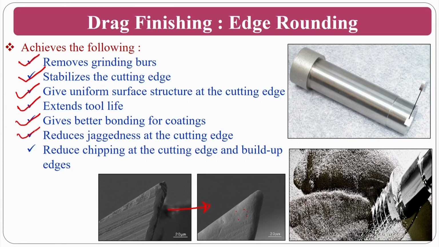It reduces the jaggedness at the cutting edge, so if there are any disturbances on the edges, it will reduce the chipping at the cutting edge and built-up edge formation and other things. Okay, if the chip moves on this particular surface, what will happen? It will have a lot of resistance. Assume that on this surface, if the chip wants to move, this surface is very smooth and there are no high frictional forces. At the same time, you can also finish this type of complicated surfaces and this type of surfaces also.